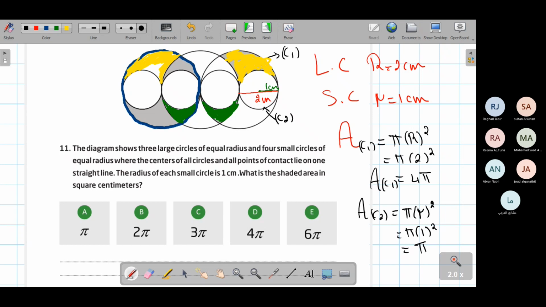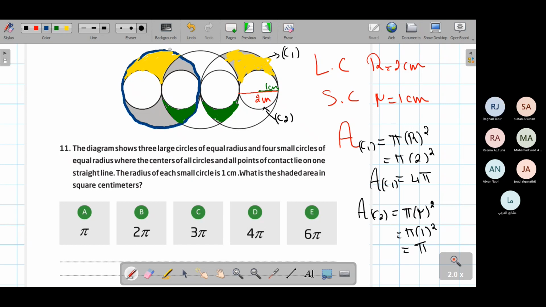Okay, now I want to calculate what, Ragad? The question is about the shaded region, which is what? The green one, the yellow one, and the two blue ones. Okay? Okay, Ragad? Yes, yes.